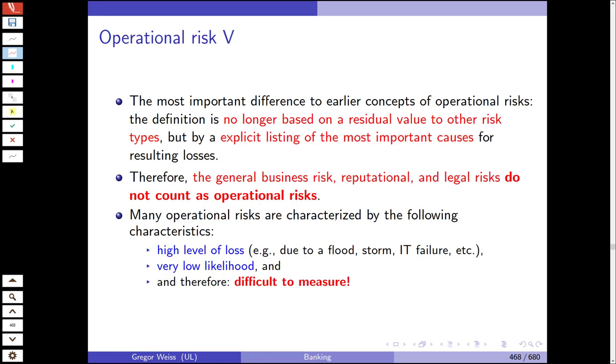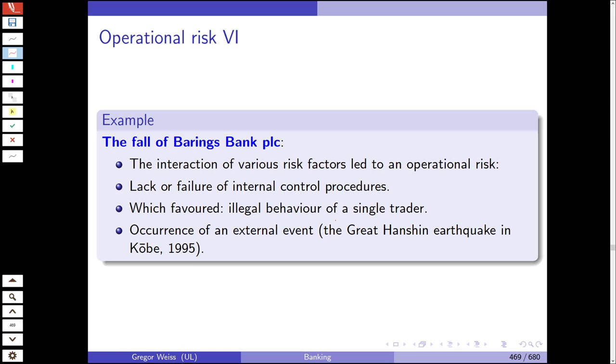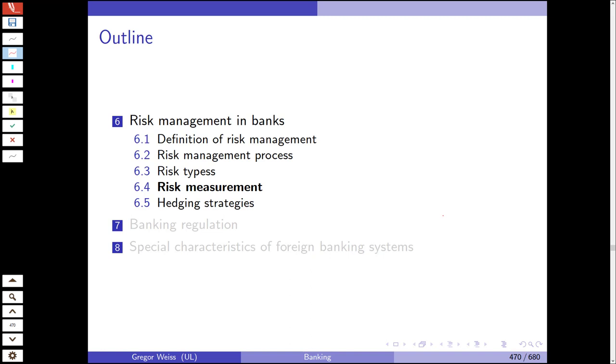Let's go back to the fall of Baringsbank, and you can see the interaction of various risk factors. We had the failure of internal control procedures. We had illegal behavior of a single rogue trader, but then we also had the Great Hanshin earthquake, an external event, and all these things came together and caused a huge operational risk that caused the bankruptcy of Baringsbank PLC.